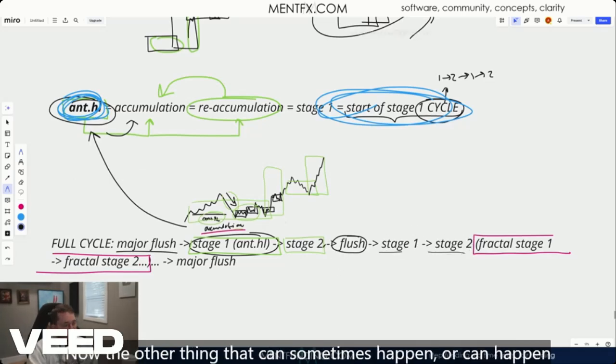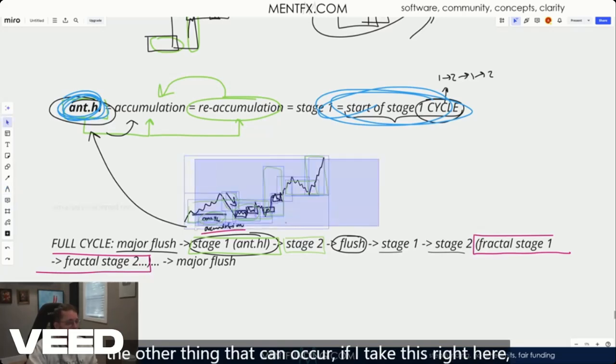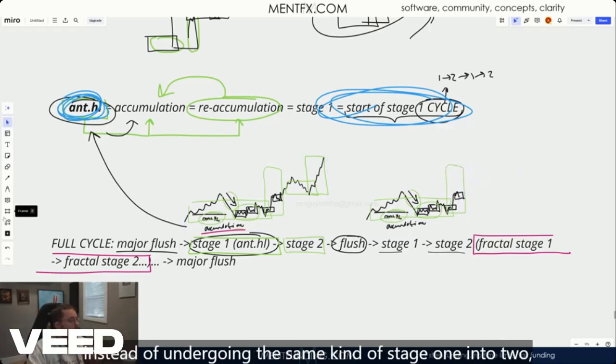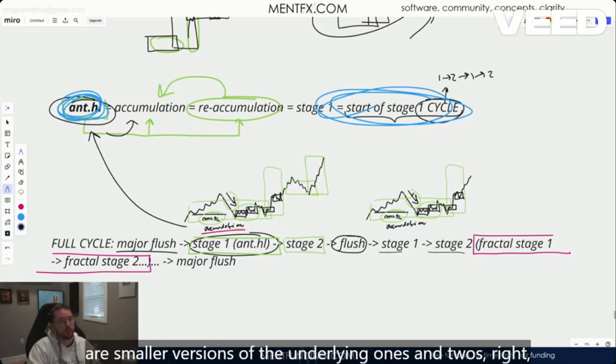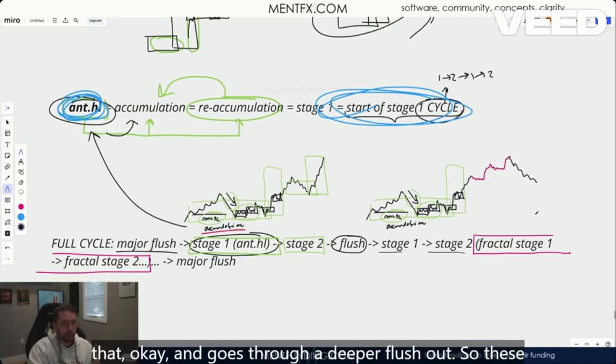Now, the other thing that can happen, because it's a hybrid, is what I circled here in red as a fractal stage one and fractal stage two. So if I take this right here and put it right here, and then delete this again, instead of undergoing the same kind of stage one and two, you start getting fractal stage ones and stage twos, which are smaller versions of the underlying ones and twos. You might get a move that looks something like this, where you get a one that delivers in two, a one that delivers in two, and then maybe it fails past that and goes through a deeper flush out.